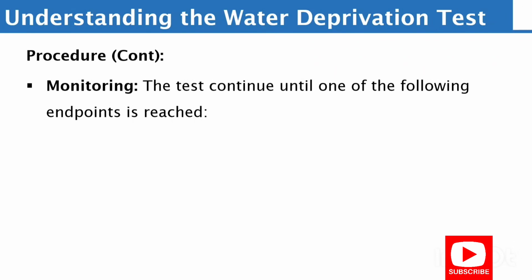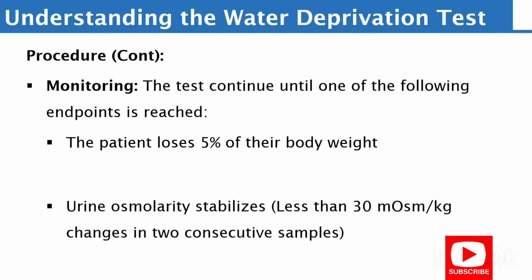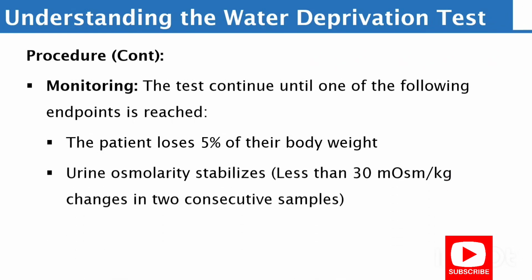So the test continues until one of the following endpoints is reached. We continue monitoring these osmolarities and all of that, until we reach any of these. Number one, maybe the patient loses 5% of their body weight, okay? Or two, maybe the urine osmolarity has stabilized, okay? Less than 30 osmolarities per kg, okay? That is changes in two consecutive samples.